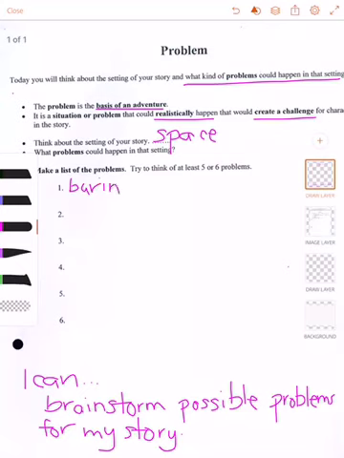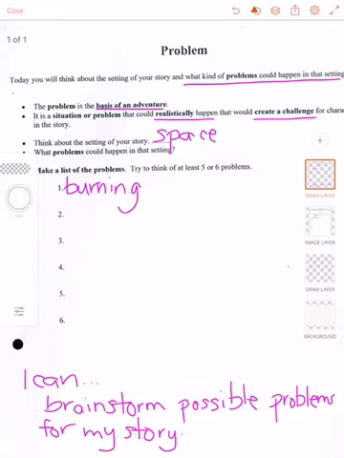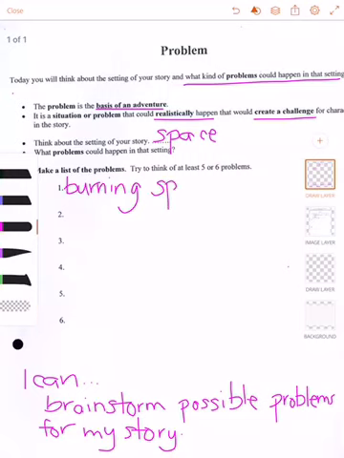Again, I'm doing point form, really point form. Burning. I'll say burning space shuttle. Burning space shuttle, because that could be a wonderful example of how they have to determine how they're going to save their lives, how are they going to recover from this. So maybe one of the arms of the space shuttle is burning.